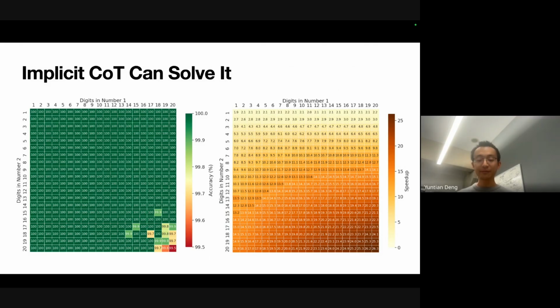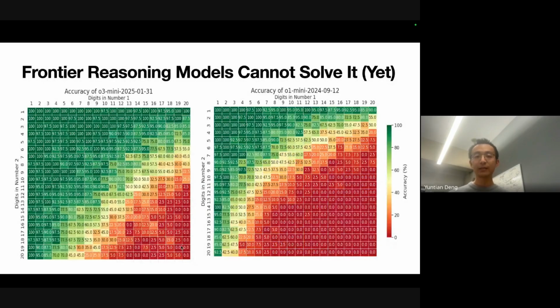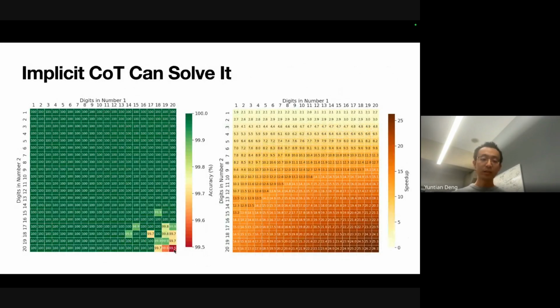multiplication really successfully. For example, I want to clarify that there's a small mismatch in the color bar shown here. Different from the previous slide, here the bottom of the color bar, the color corresponding to red, is actually 99.5%, whereas in the previous slide, when we plotted the performance of OpenAI models, it is actually 0%. So for our model, even for 20-digit multiplication, the performance is 99.5% accuracy.